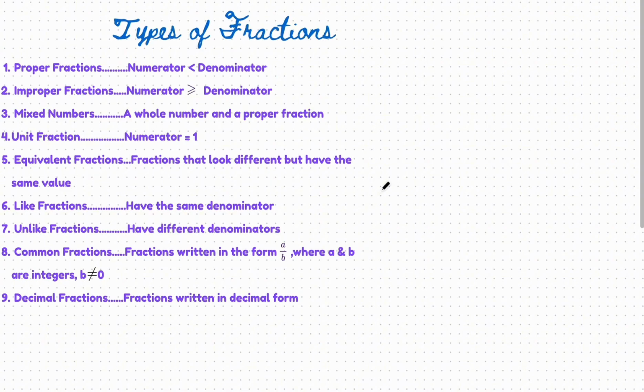Let's get into the different types of fractions, and we will go based on the order that I have on the screen. Our first fraction, proper fractions. With proper fractions, the numerators are less than the denominators. For example, 3/5, 1/4, 7/10.